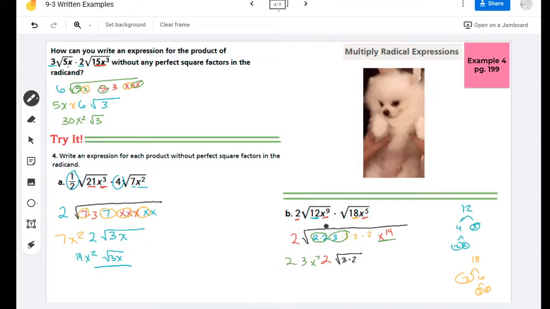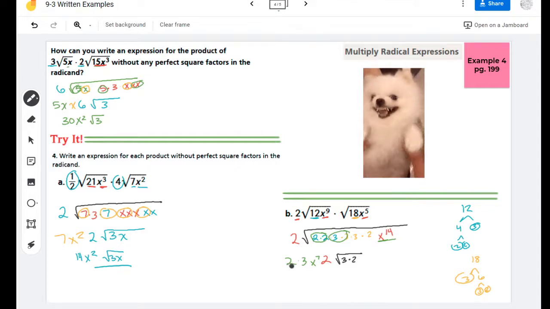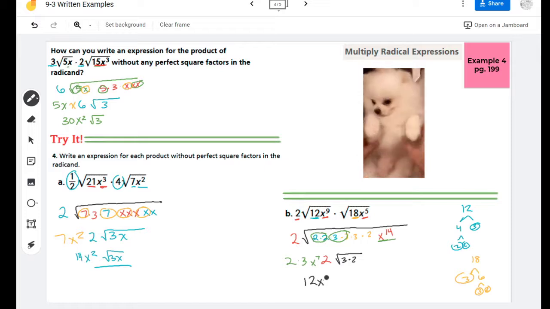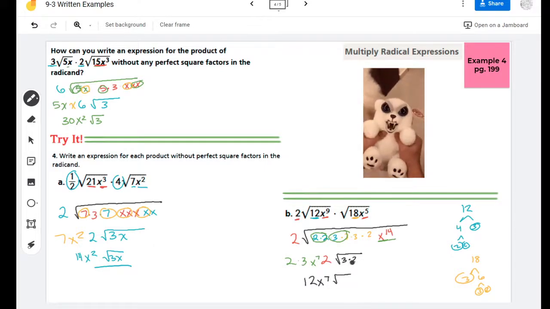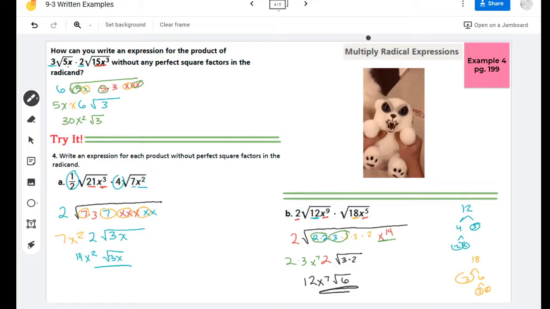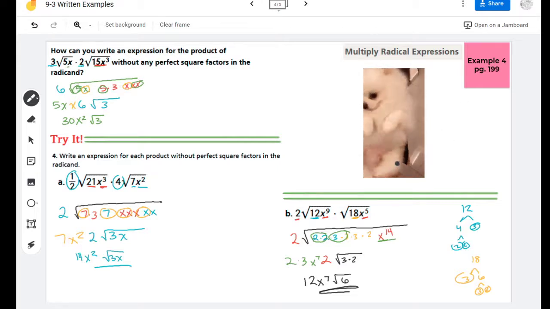And so now I just multiply stuff together. So here, 2 times 3 is 6, times 2 is 12. So for a coefficient, I have 12x to the 7th. And inside my radicand is 3 times 2, which is 6. So there we have it. That's how to multiply together two radical expressions.